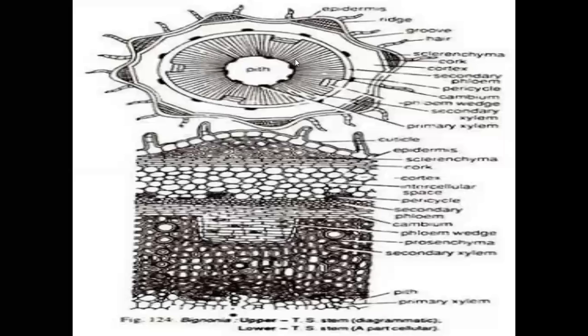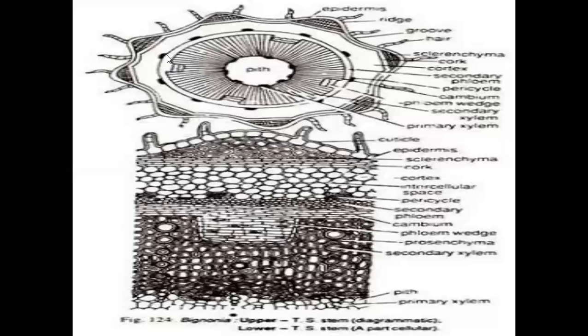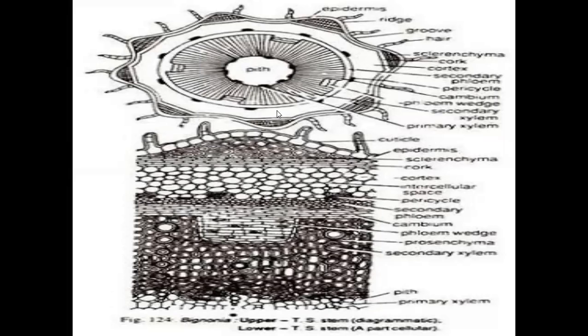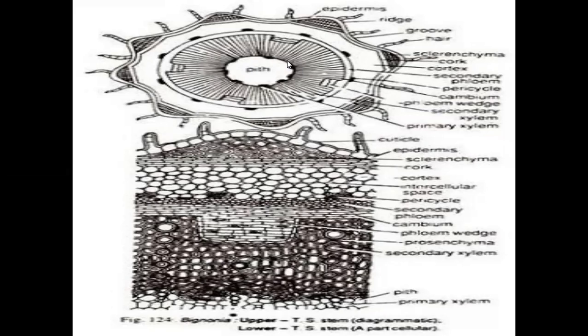Before the secondary growth, the plant shoot parts are called primary parts. The primary shoot of Bignonia shows mainly three major portions. One is epidermis, second one is cortex, third one is stele. Here, epidermis is an outer layer. It is made by rectangular parenchyma cells.